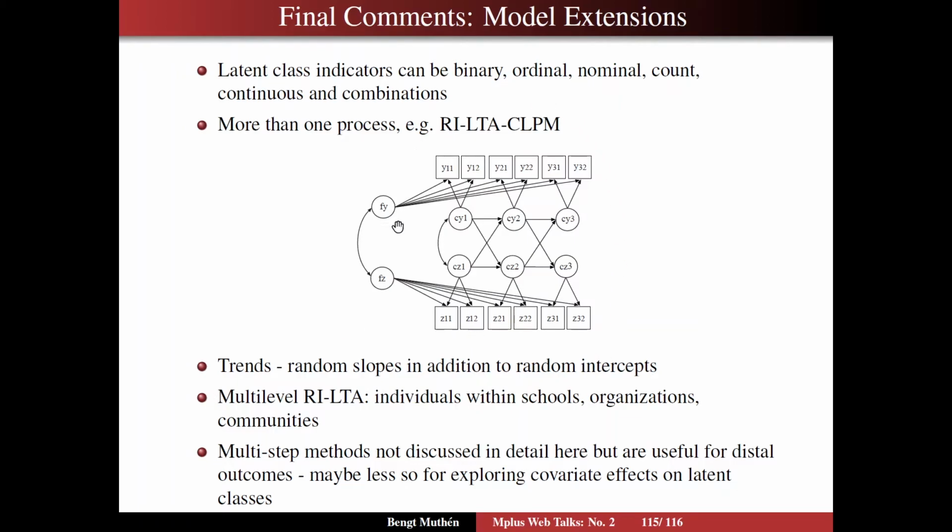You know that here we do the LTA modeling in a wide single-level format. So there is then the possibility, of course, to go to two-level model versions of this. And two-level mixture modeling is available in Mplus, so that should be quite possible. Now in this web talk, I did not emphasize multi-step methods, but they are certainly useful, and particularly for distal outcomes. Maybe perhaps less so for exploring covariate effects on latent classes when you have measurement non-invariance, as we showed you an example of.